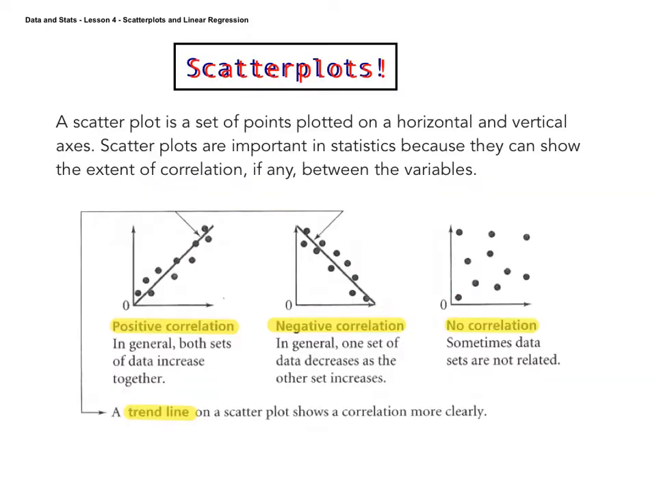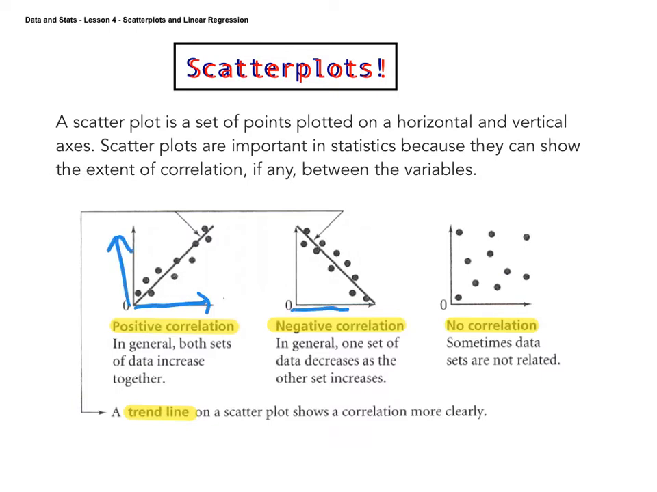These are all scatter plots. A scatter plot is a set of points plotted on a horizontal and vertical axis. Scatter plots are important in stats because they can show the extent of a correlation, if any, between the variables. So positive correlation means that as your x's are getting bigger, your y's are getting bigger. So it has a positive slope.